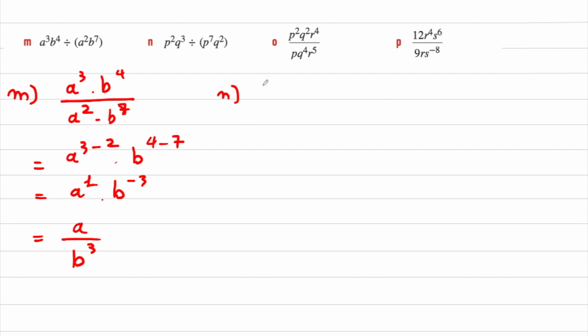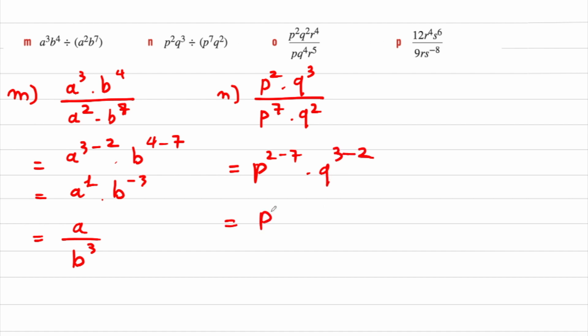Question N, p squared q divided by p to the power of 7 q squared. P to the power of 2 minus 7 and q, 3 minus 2, and then p to the power of minus 5, q equal to 1 here, and q to the power of 1 over p to the power of 5 for this writing.